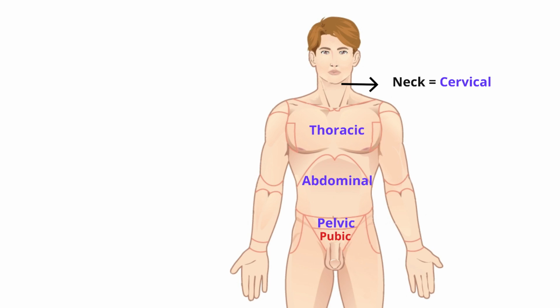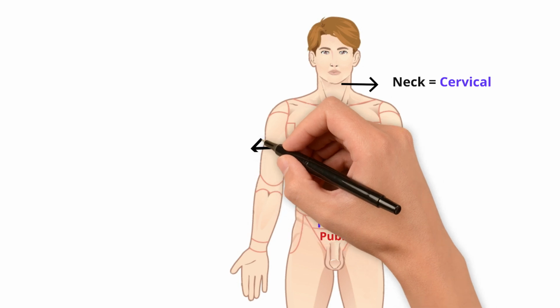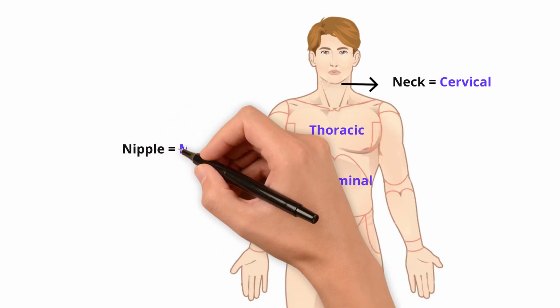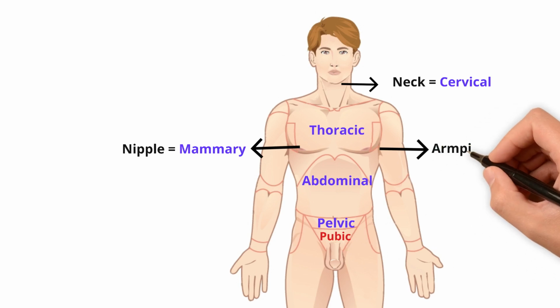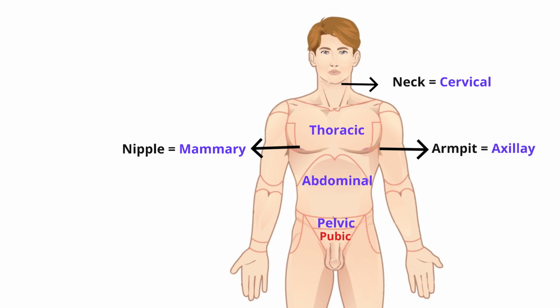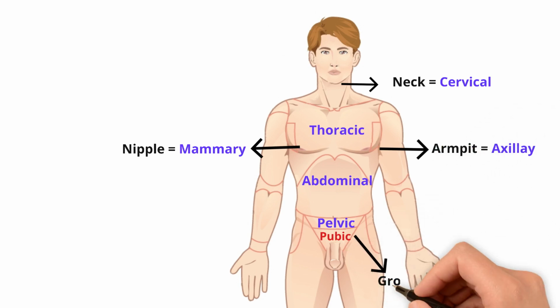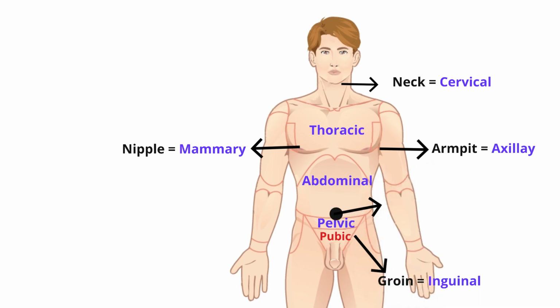Moving on to some specific areas of the trunk, let's talk about the nipple, armpit, and groin. The nipple is located in the mammary region, while the armpit is in the axillary region. The groin, located at the junction of the thigh and the abdomen, is referred to as the inguinal region. The umbilical region refers to the area around the navel or belly button.